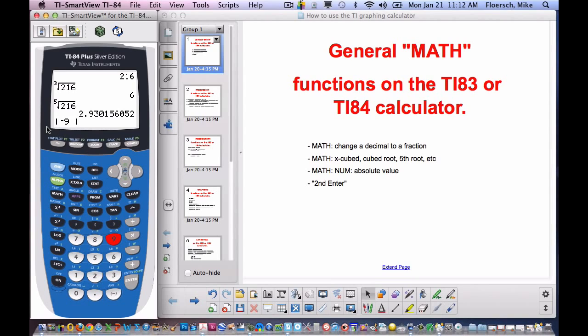Now, in some calculators, it'll say ABS and then parentheses. You type in -9, close the parentheses, hit enter, and my answer is obviously 9 because the absolute value turns it to a positive number.